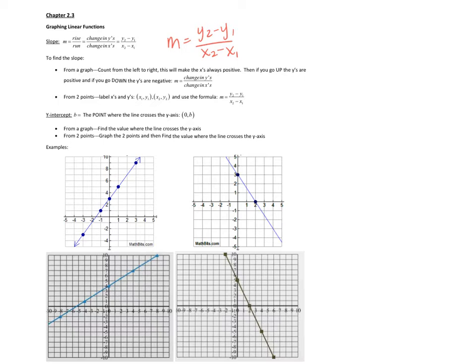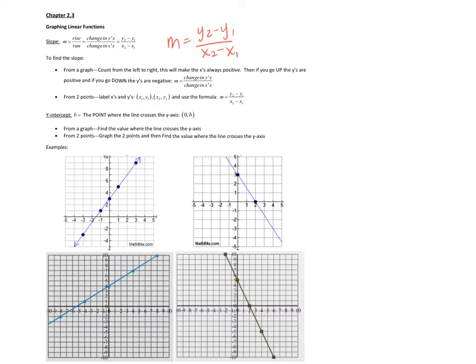When I count from one point to the next, I always want to read the graph from left to right, just like you read a book. So I can count from my left point to my right point. I'm going to count how the y values change, and then I'm going to count the x's. How do the x values change? And then I'll set it up as a fraction and reduce if I need to. Now, as I'm doing this, if I always read the graph from the left point to the right point, if I go up in the y values, it would be positive, and if I go down in the y values, then it would be negative.